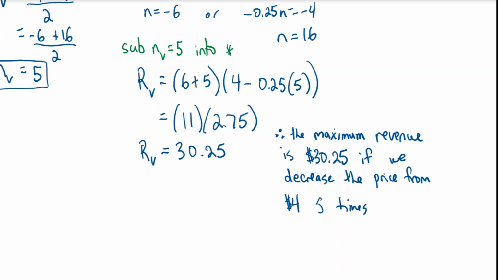How about we say, let's figure out what the actual price is going to be. Our decreases were 0.25 each, right? So we already did this. This is the price. So the actual price when we decrease it 5 times is going to be 2.75. So when we decrease the price to $2.75 per roll, there you have it.